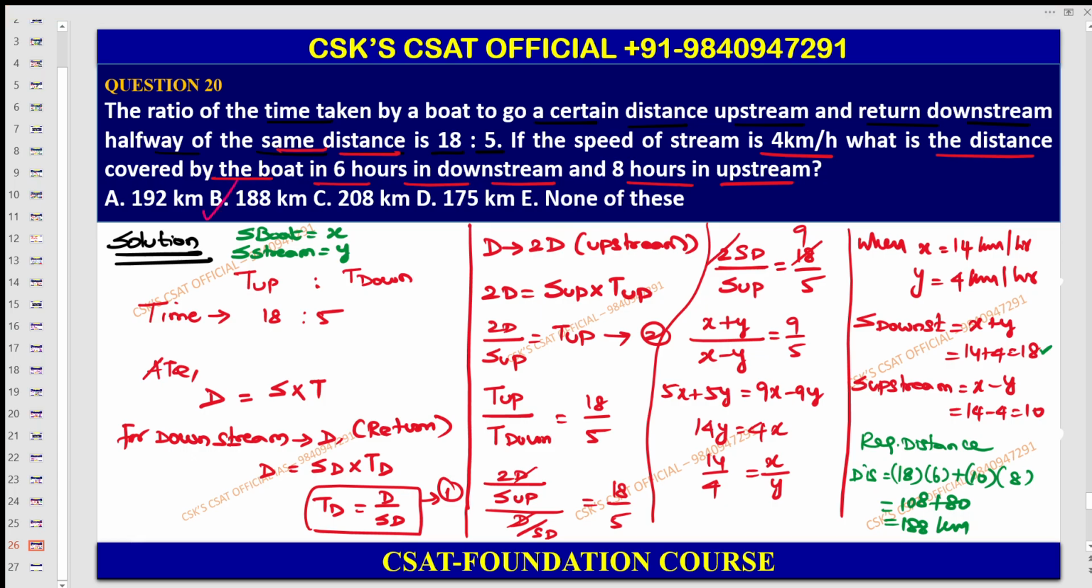See, these models and all must be learned. This question is simple. You just need to apply whatever data is provided here with the basic concepts like upstream, downstream, speed of the boat, speed of the stream. Then you can find out the final distance according to the given data in the question, 6 hours in the downstream, 8 hours in the upstream, like that.